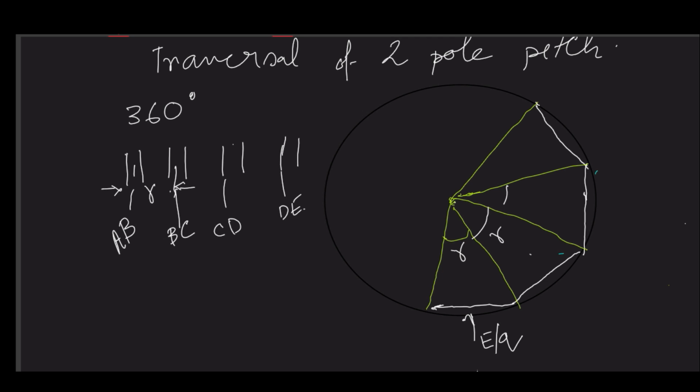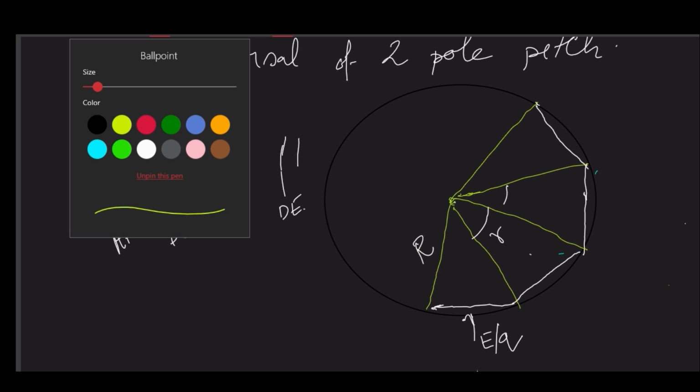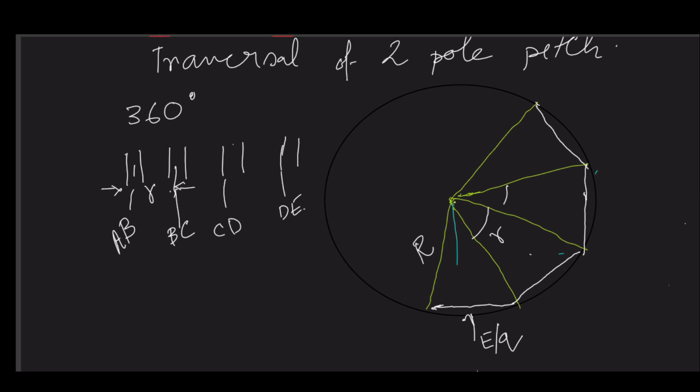Now let us consider that this radius is r. Obviously r can be expressed in terms of EQ, but let it be r without any further complication. Then we can draw a perpendicular on this line. So this angle will be gamma by 2, gamma by 2. This should be a perpendicular bisector on that line, drawn from your center.